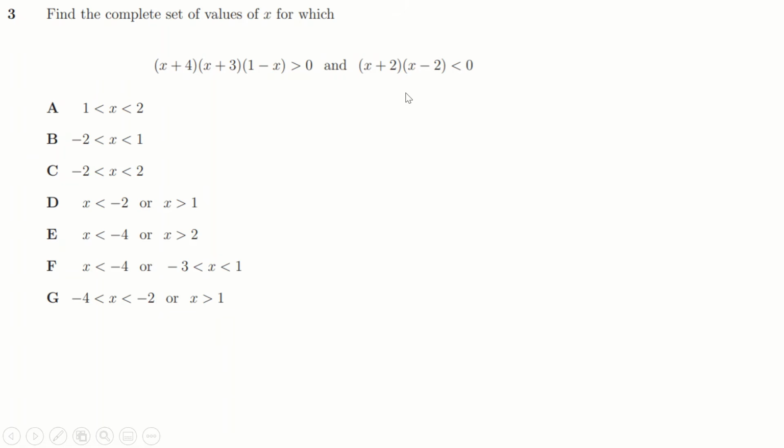Sketching, there's a lot of sketching in this paper. Firstly, I can sketch this. That's a quadratic with roots at -2 and 2. So that's nice and simple. It's less than 0 in between -2 and 2. So that's my first inequality.